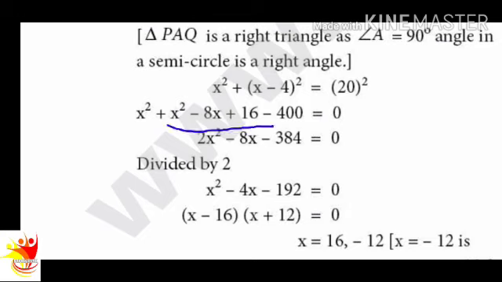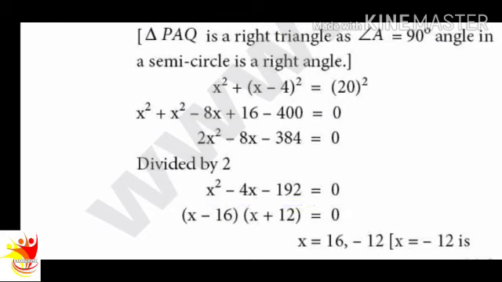Therefore, x square minus 8x plus 16 minus 400 equals 0. Then x square plus x square is 2x square, minus 8x, plus 16 minus 400, which is minus 384, equal to 0. Now the common value is 2, therefore divide both sides by 2. We get x square minus 4x minus 192 equal to 0.